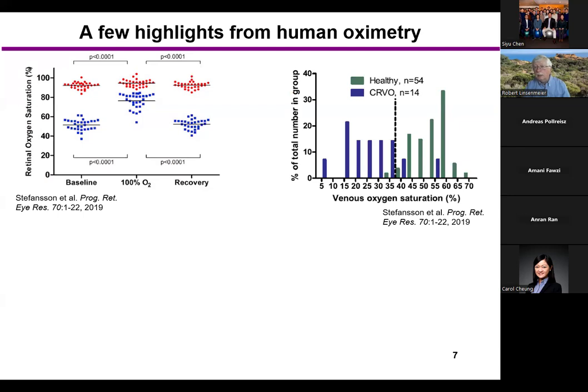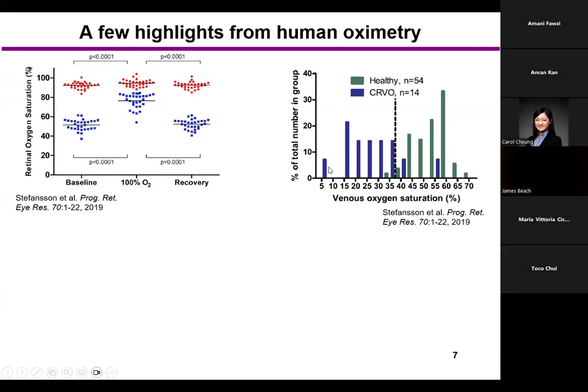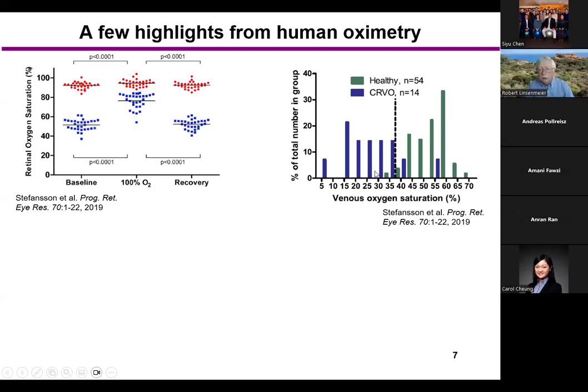A simpler case would be venous occlusion, where when the central retinal vein is occluded, and the blood is static in the veins, the saturation is considerably lower.